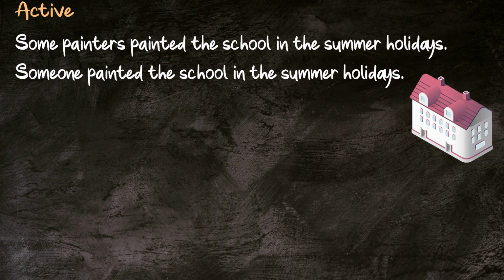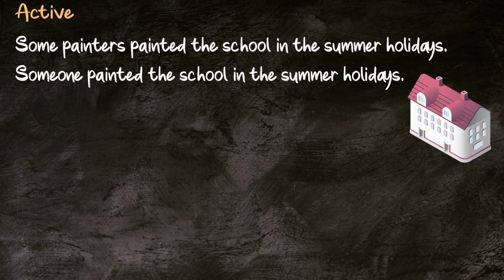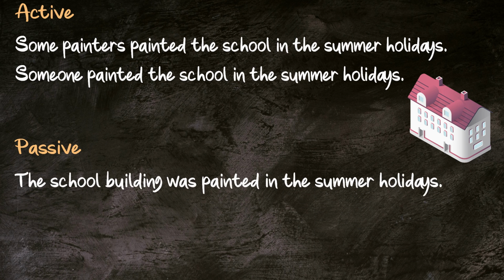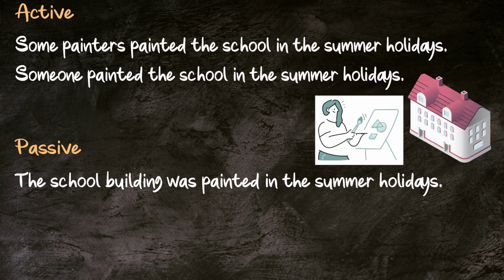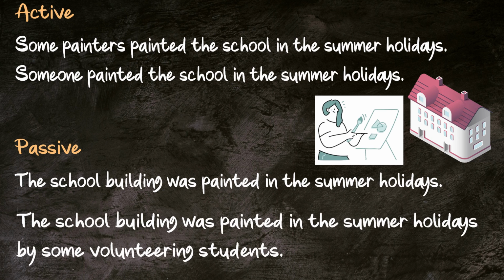Let's have a look at this one. Some painters painted the school in the summer holidays, someone painted the school in the summer holidays. We know the school is painted, but we don't know who's done the action. So we can say the school building was painted in the summer holidays. If it was a group of students who did it and we want to put the emphasis on that, then we can say the school building was painted in the summer holidays by some volunteering students. And this would tell us who did the action.